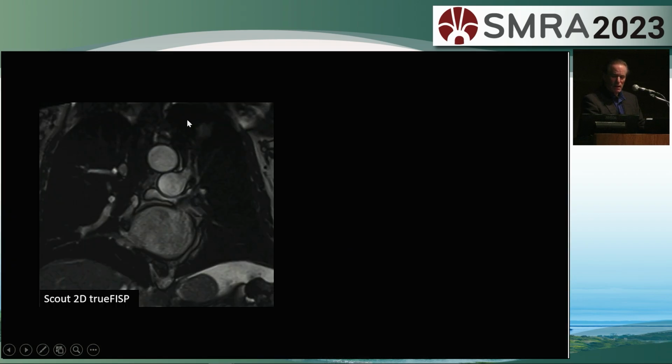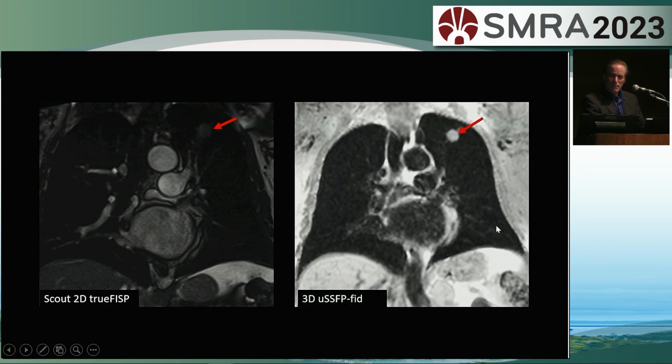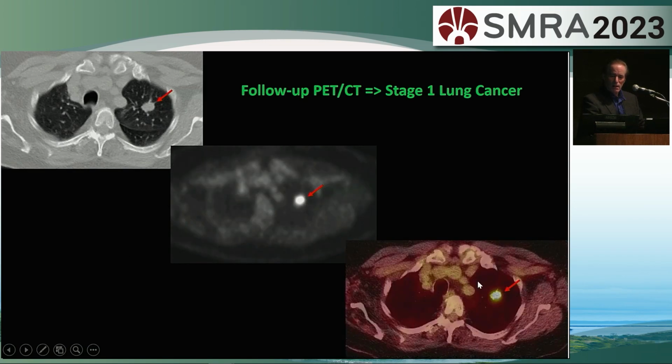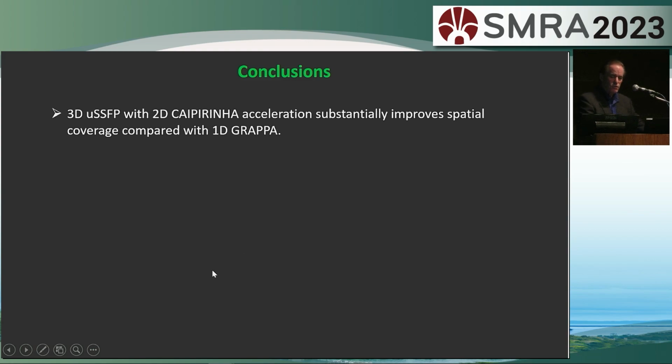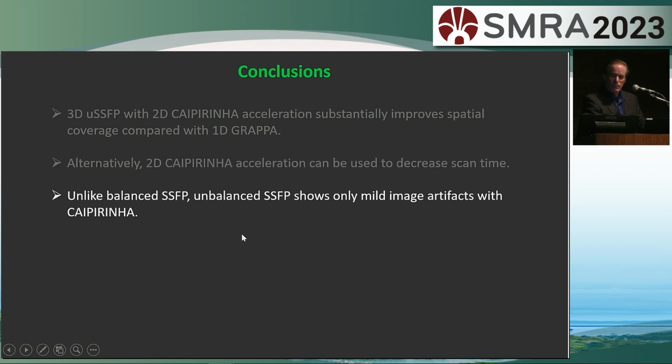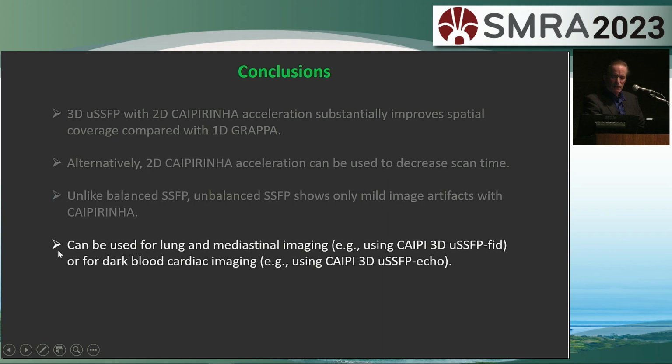This is a cardiac case where there was a lesion that was not seen on the scout images, but when we ran the CAIPIRINHA accelerated unbalanced SSFP, we can see this large spiculated lesion, and this was proven to be a lung cancer, early stage lung cancer. So in conclusion, 3D unbalanced steady state free precession with CAIPIRINHA acceleration improves spatial coverage compared with 1D acceleration. You can also use it to reduce scan time, it shows only mild image artifacts, and allows whole chest imaging in a single breath hold. Thanks very much.